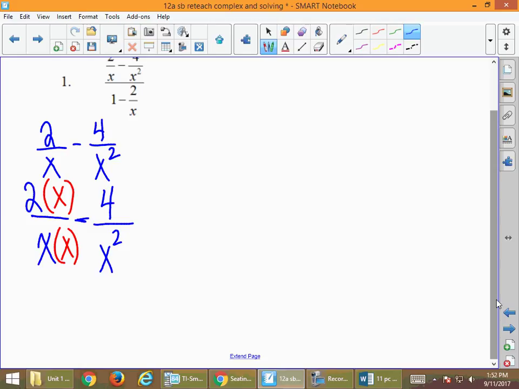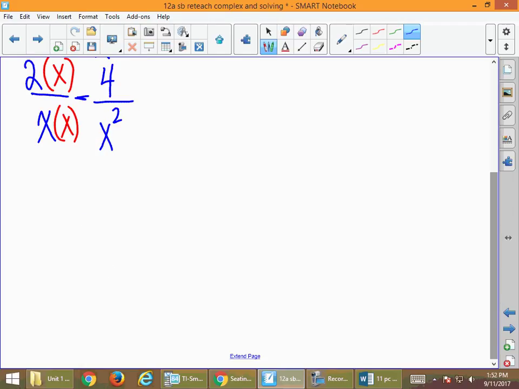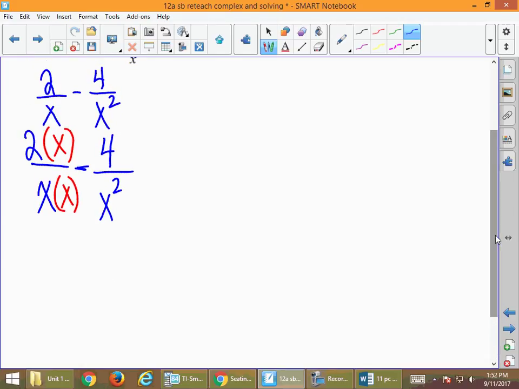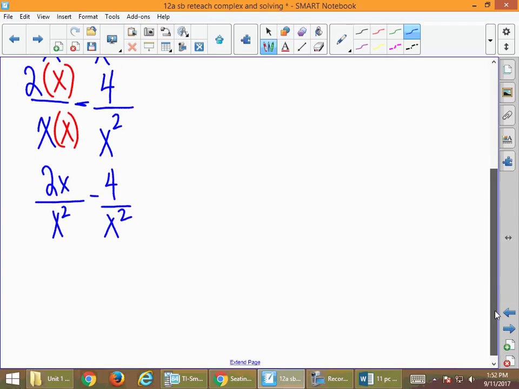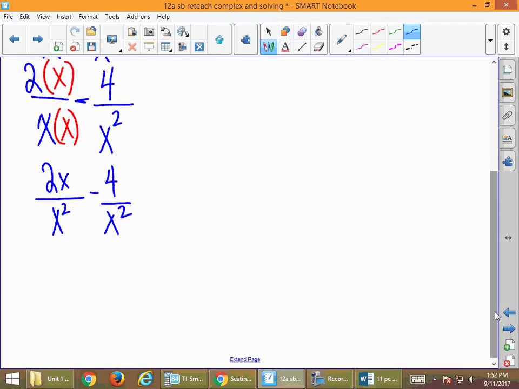But 2x, and then x times x, simplifies to be 2 over x. But we need to have that common denominator. So now, having shown that, this is 2x over x squared minus 4 over x squared. We have a common denominator. And we can simplify a little bit more. This becomes 2x minus 4 over x squared.